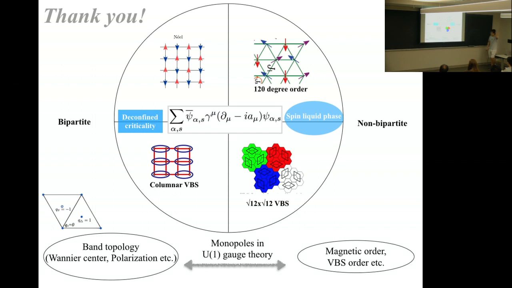So yeah, that's my talk. So in summary, it's entertaining, at least for me, that band topology or even ancient concepts like Wannier centers or polarization actually play a role in understanding quantum magnetism, even those exotic phases. And so, thanks.